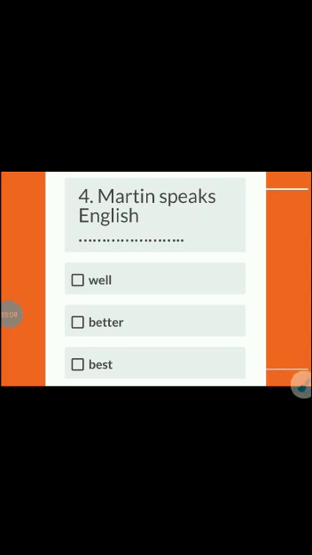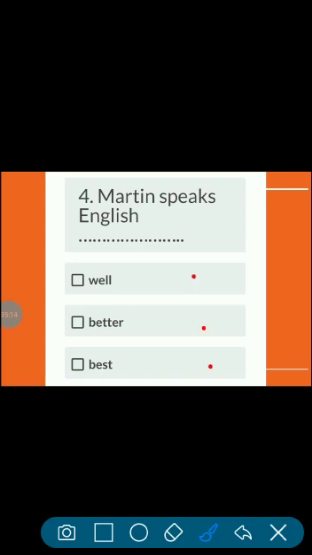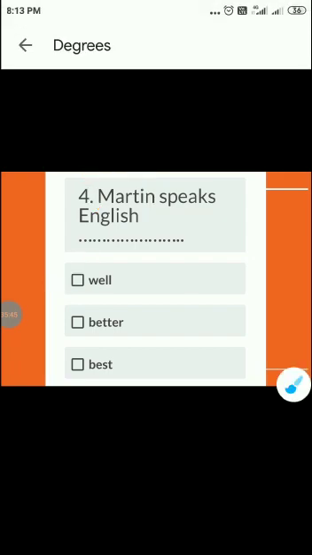Martin speaks English well, better, and best. What do you think? Yes, you're right. Martin speaks English well. Why not better and best? You understand? We are talking only about Martin. Only Martin. There is no two, no three, or more than two people here. So, we are talking only about Martin, so we have to use the positive form, that is well. Alright, dear students. Let's move to the next slide.